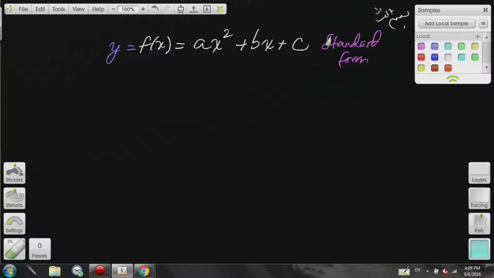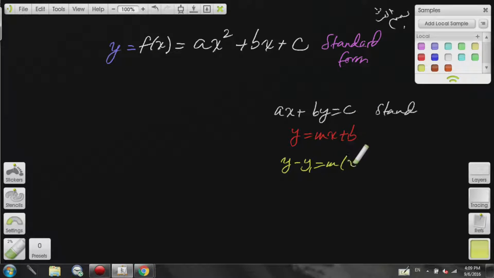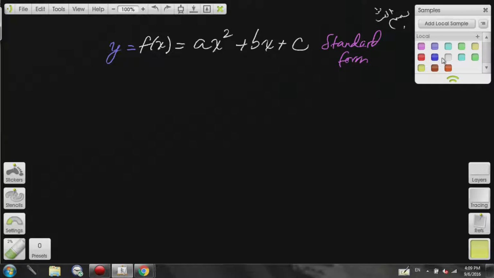It's not the only way of writing a quadratic function. Just like with the line, ax plus by equals c is the standard form of writing a linear function. But there were other forms, like the slope-intercept form and the point-slope form. So there were different ways of writing the same function, right? They're all lines, but there are different ways. It's like writing first name and then last name, or middle name, first name, etc.